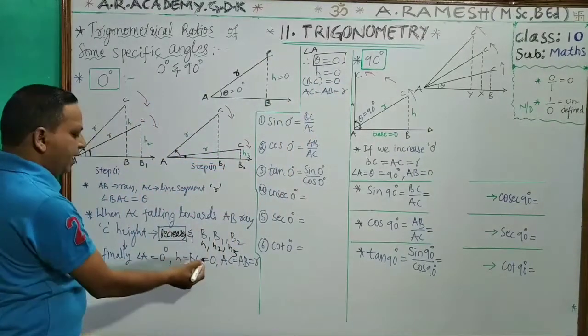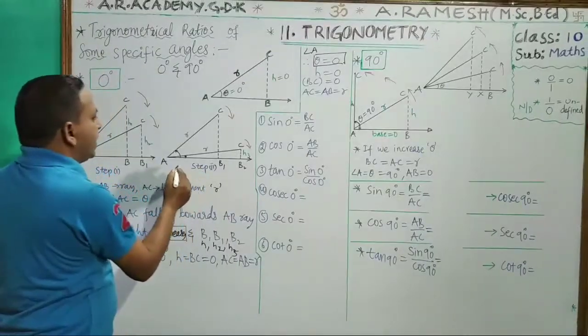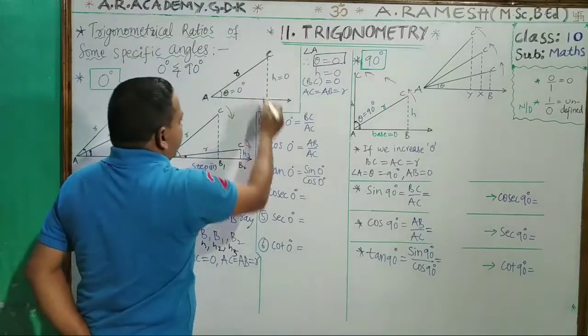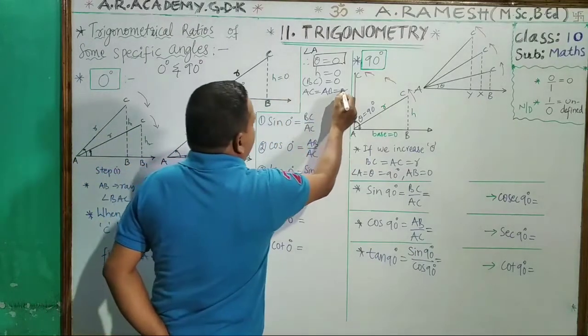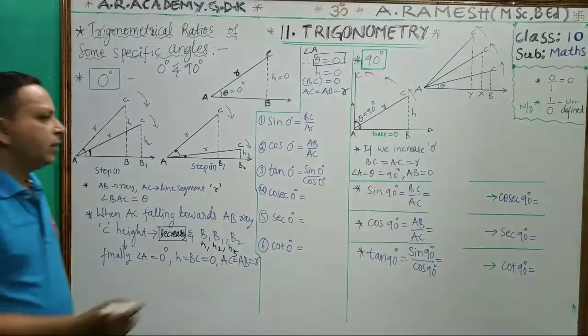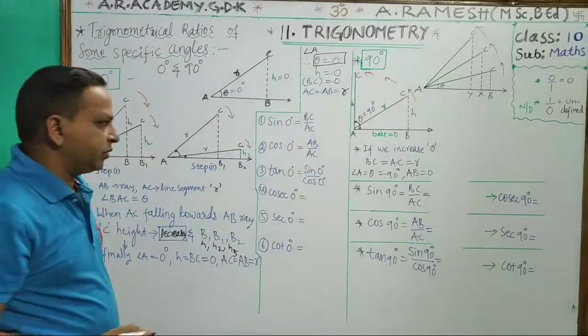Next, third point: AC is equal to AB, equal to R. AC and AB are coming closer to each other, and AB becomes equal to R. Understand, children? By using this information, we will write the trigonometrical ratio values.